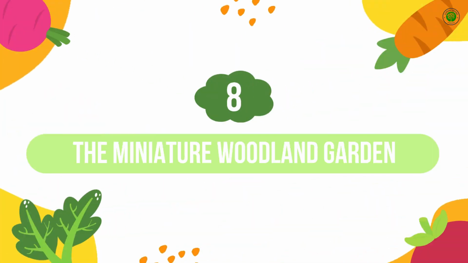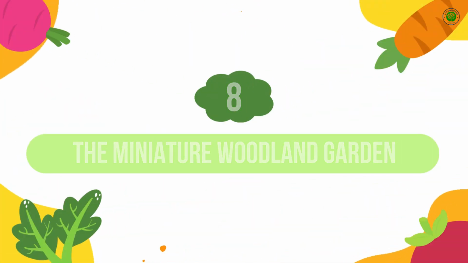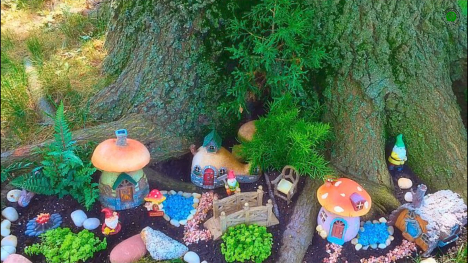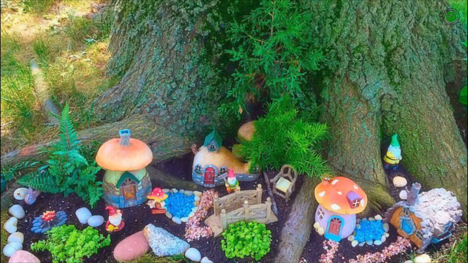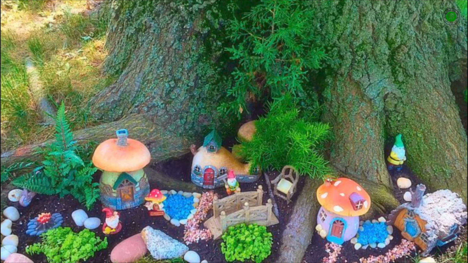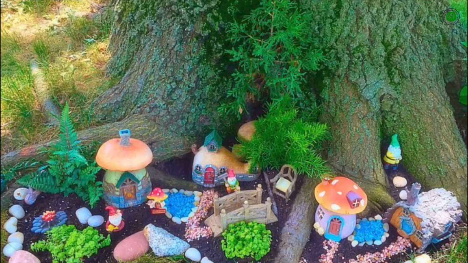8. The miniature woodland garden. Create a miniature landscape around the tree using small-scale plants, moss, and miniature garden accessories like tiny houses or figurines. This whimsical design adds a touch of enchantment to your garden.